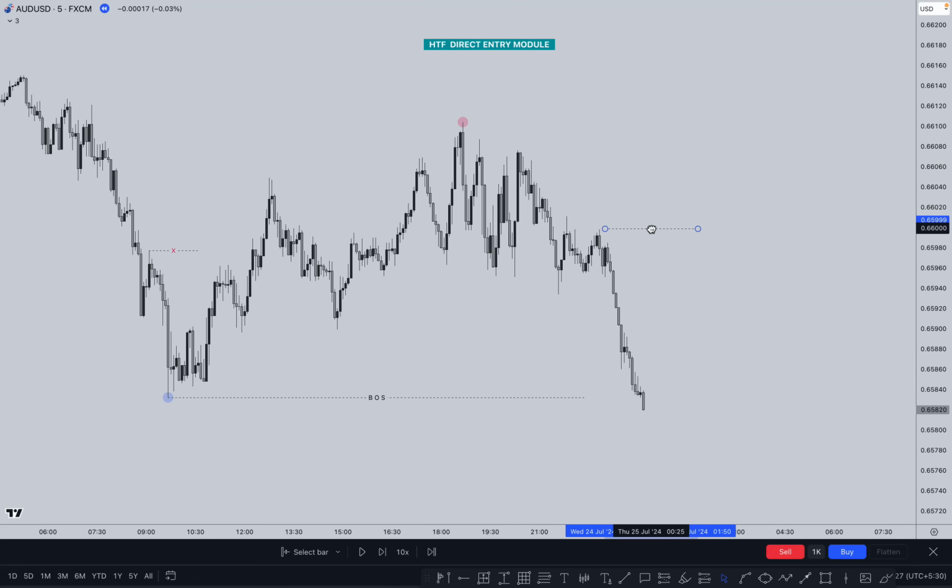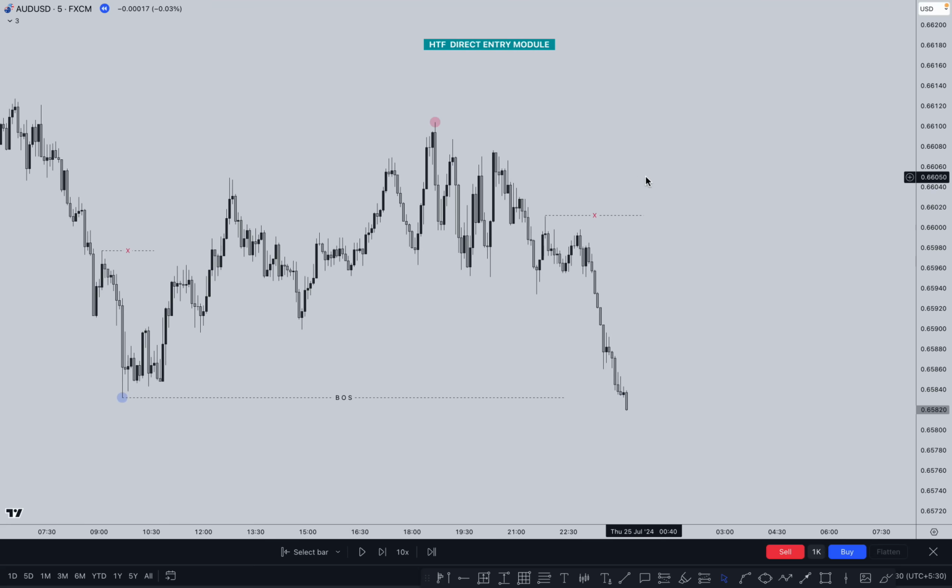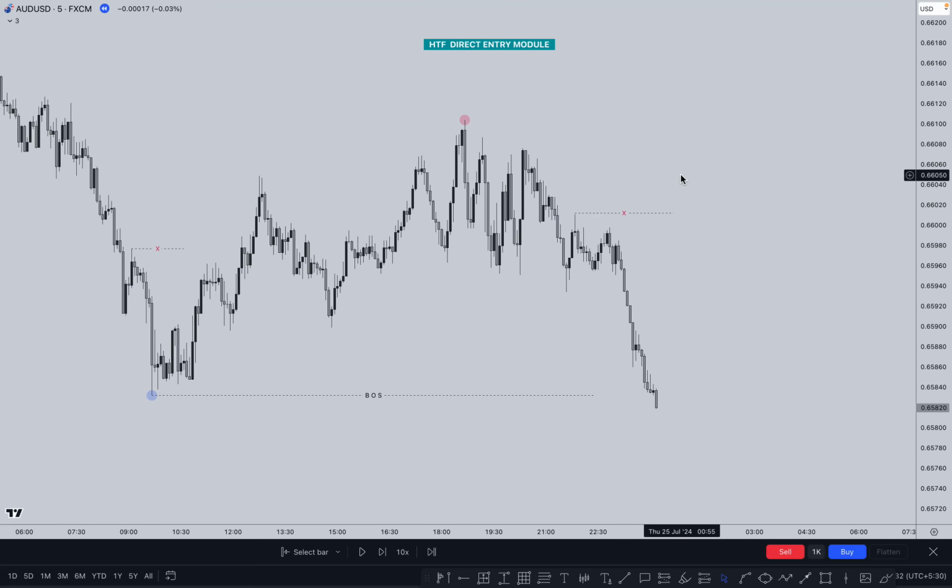And this is our minor inducement, and this is our major inducement. If you don't know how to mark the major and minor inducement, I already made a video on it, so you can watch that. This is a very simple thing. To start any structure, any inducement, start from the top of the move.